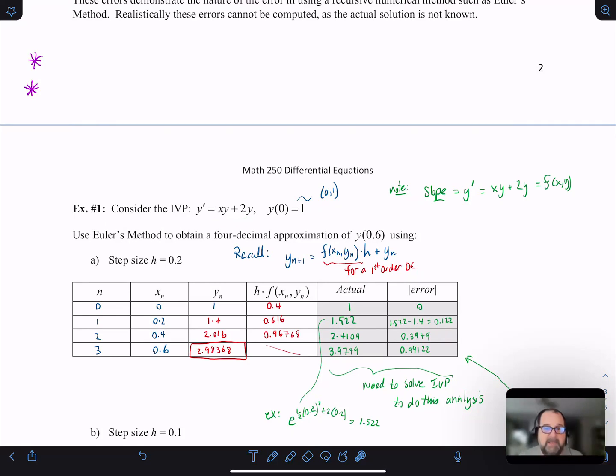So again, the first thing to note is that this is a first order DE. Slope is given by this expression. So at any particular coordinate point in the plane, plugging your x and y coordinates into this function gives us slope.